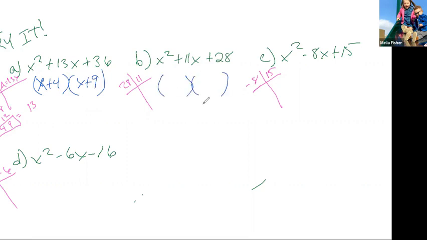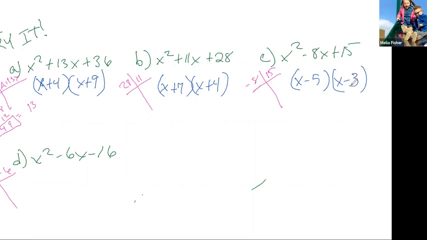Okay, what goes into B? You got this one, Ty? Go ahead. X plus 7, x plus 4. Okay. C, you get a little bit trickier. X minus 5 and x minus 3.